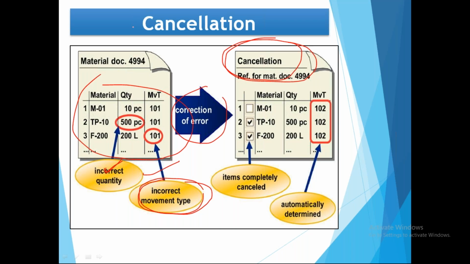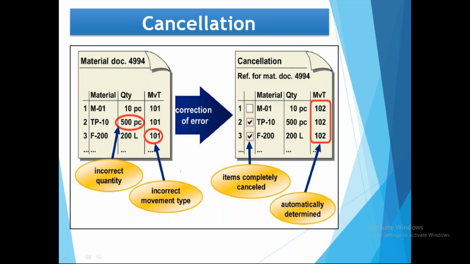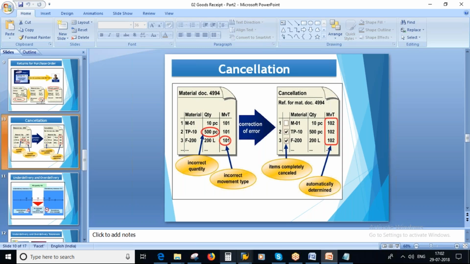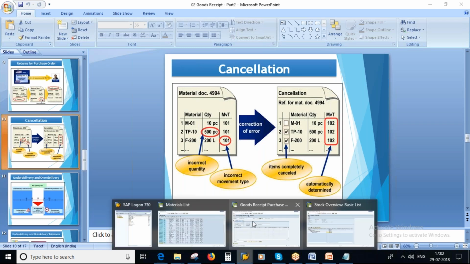So this is cancellation. This is not a return. Return is different, cancellation is different. Return means you are returning the stock to the vendor, but here you are just cancelling the material document, and again you will create the material document. So basically it's correcting the errors. We will see how to cancel the material document. Now I'll create a fresh PO.